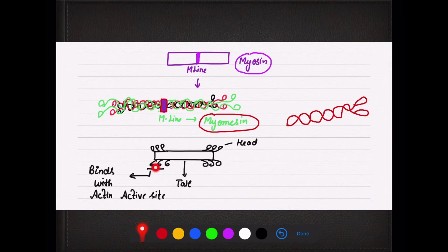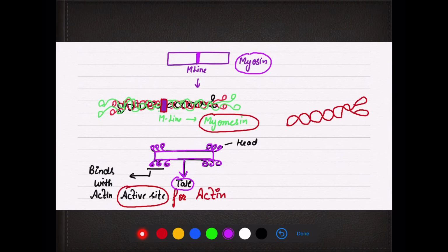Now this head is actually bound with the actin. It is because this is the active site for the actin protein, right? So basically this is our myosin filament, in which these are the heads of the myosin filament, and the portion which is exposed, which we feel is actually the tail portion, and to this head portion actin is going to bind, right?